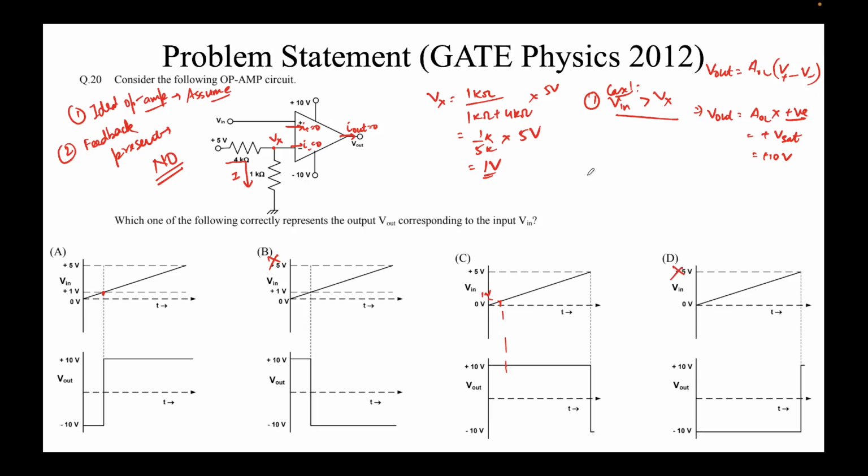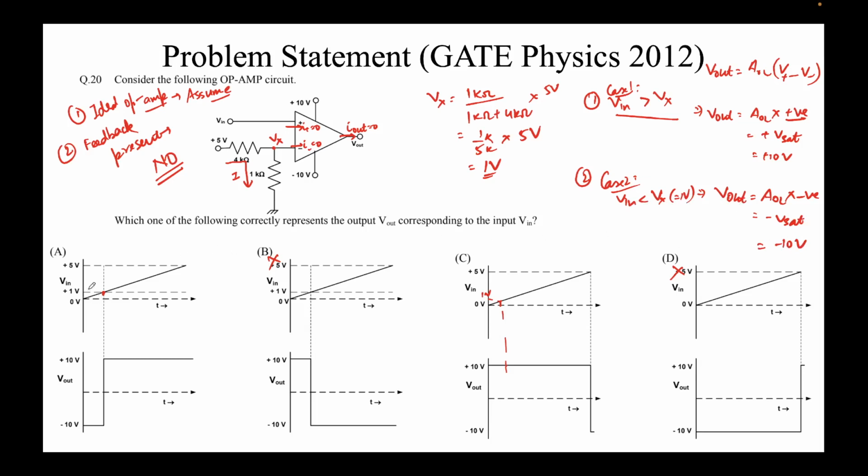Right, now let's look at case 2. Case 2 is when Vin is less than Vx, which is 1 volt. Remember that we have already calculated the value of Vx. So we get V out equal to AOL times, now Vin is less than Vx, so this quantity is negative, which is equal to minus Vsat, which in this case is minus 10 volts. So when Vin is less than 1 volt, the value of V out should be minus 10.